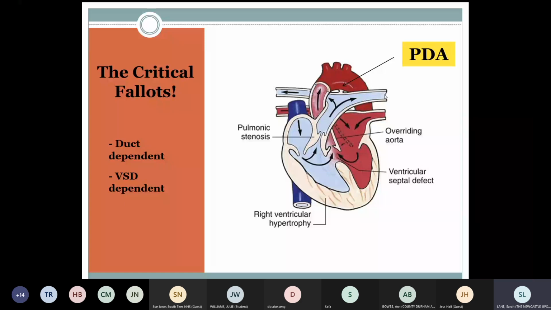These babies will require immediate access and a prostin infusion from birth, and this is to maintain the patency of this duct, which we know will close within a couple of days of life. If these children are undiagnosed, they will present at this point with increasing cyanosis, signs of shock, respiratory distress, and that's as this PDA begins to close.